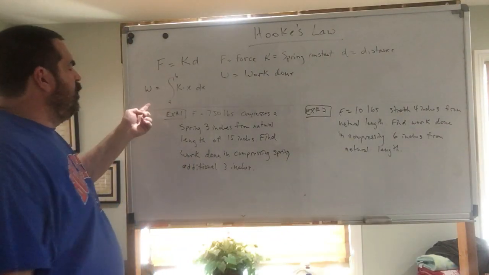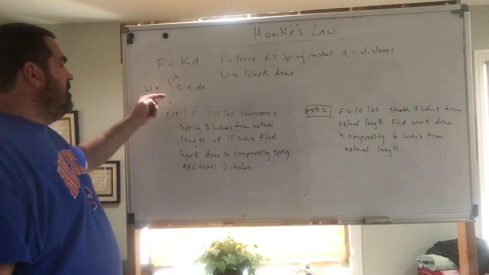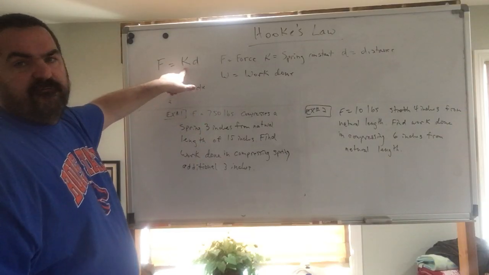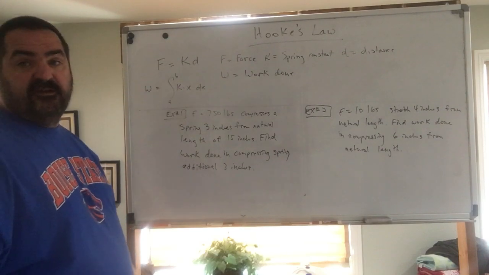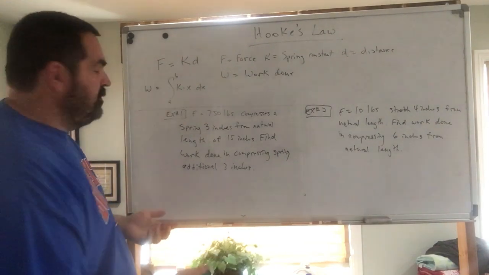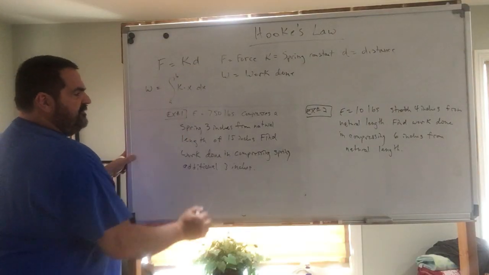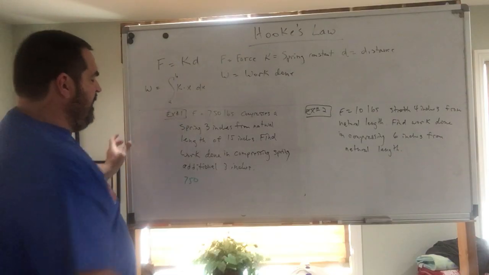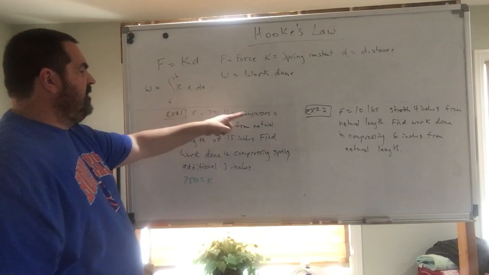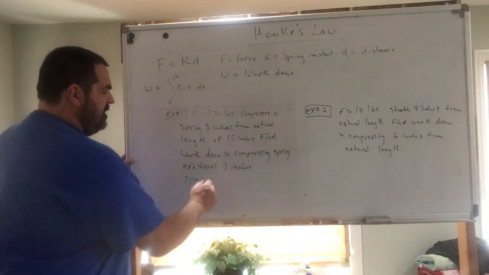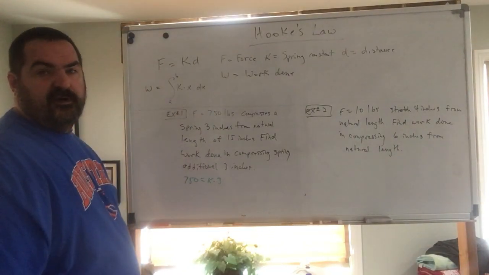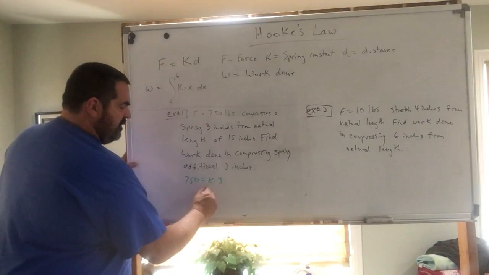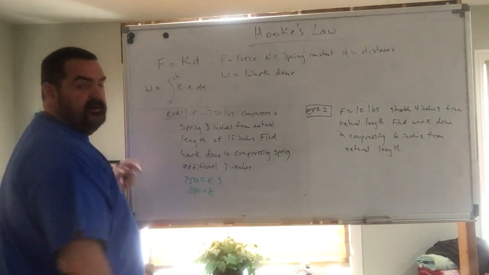So the work done is the integral from a to b, from where to where, depending on how we're stretching the spring. You're going to find k from the given information, then integrate kx, just a quick little integral. Let me help you set it up real quick. If you have a force of 750, 750 equals k times 3, because 750 pounds compresses the spring 3 inches from its natural length. So it took a force of 750 to stretch this thing 3 inches. So your spring constant is 250.